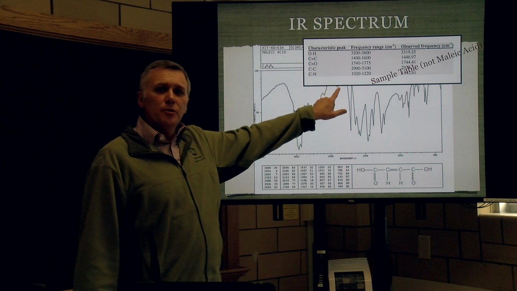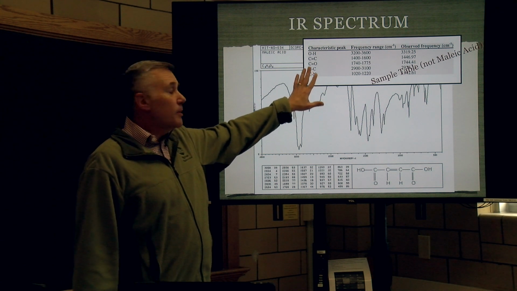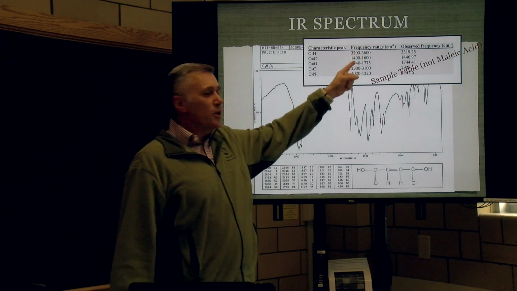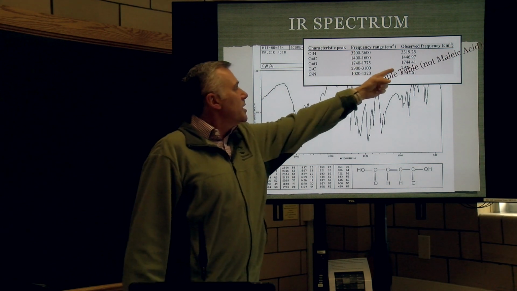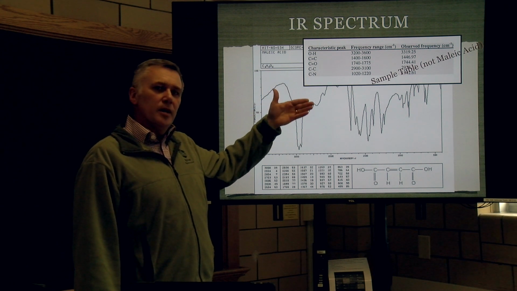One of the ways that you can do this, and this is just a sample data table, and a good way to do it by table, is to list the characteristic peak that you're observing, what the frequency is, like say the textbook frequency, and then what you observe. And so you could do something like this for maleic and fumaric acid.